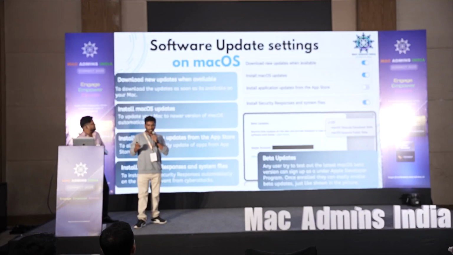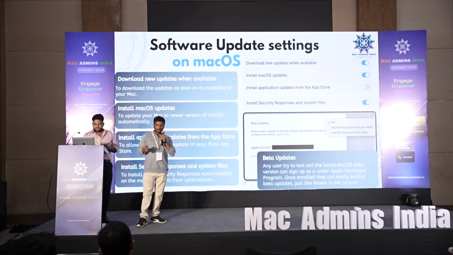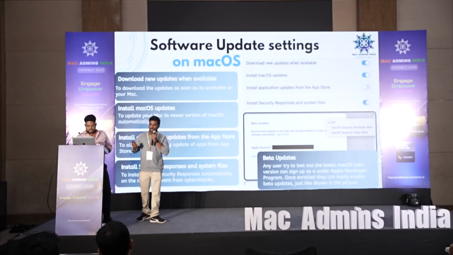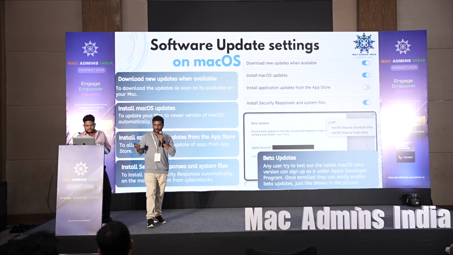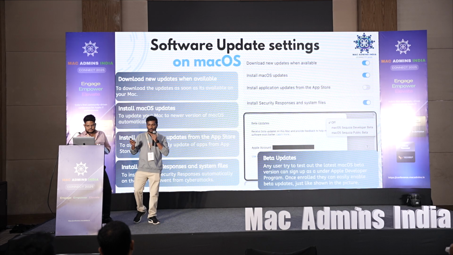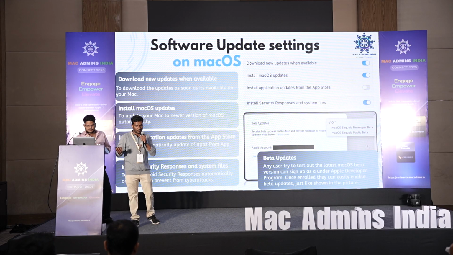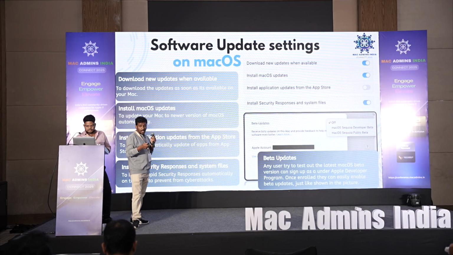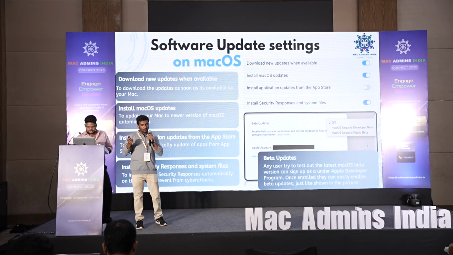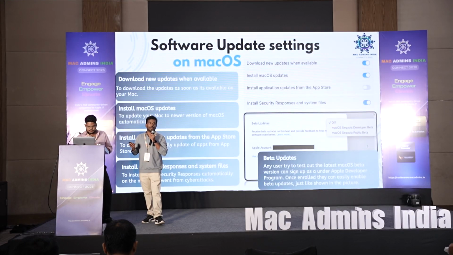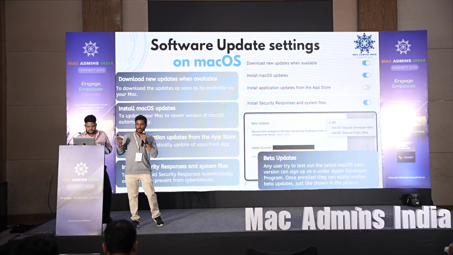In this slide, we mention the software update settings on Mac. As you can see, the user can also control the automatic method. The first option is download new updates when available, which downloads the updates as soon as possible on your Mac device. The other option is install macOS updates, which updates your Mac to a newer version automatically.